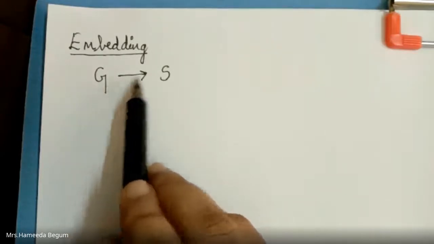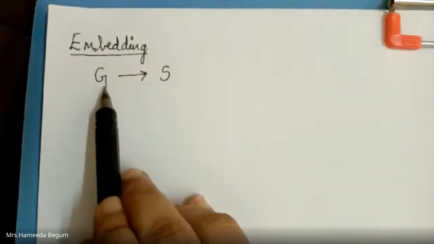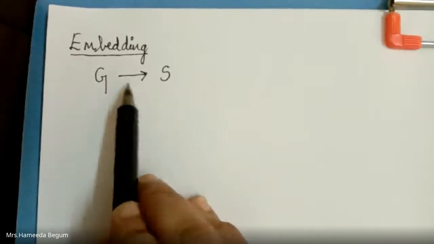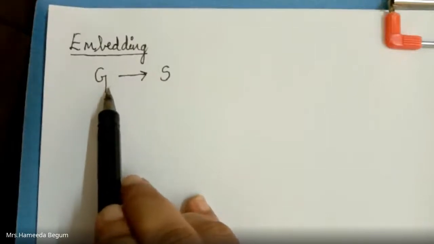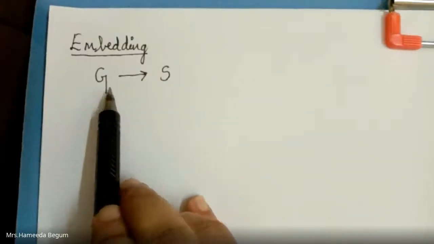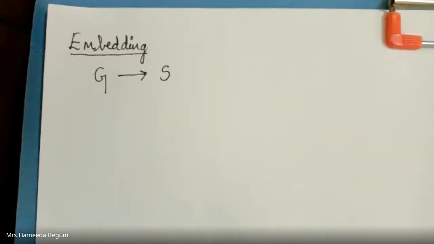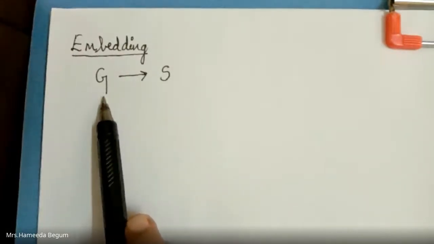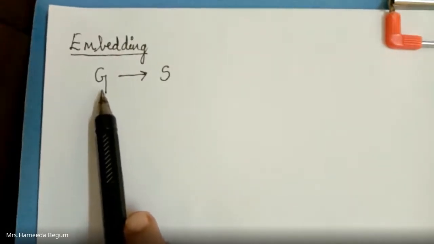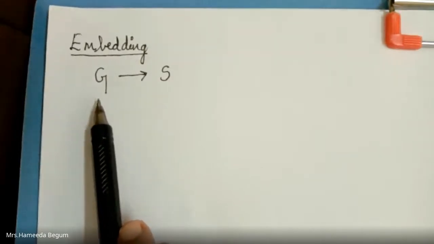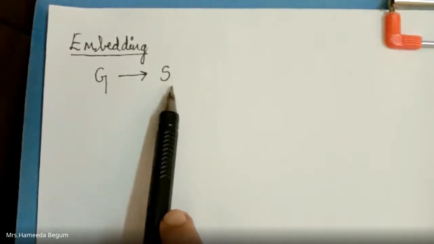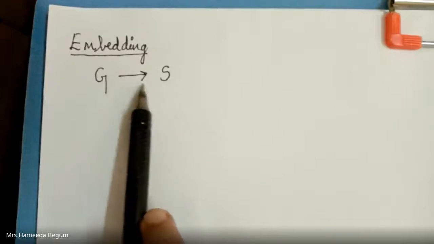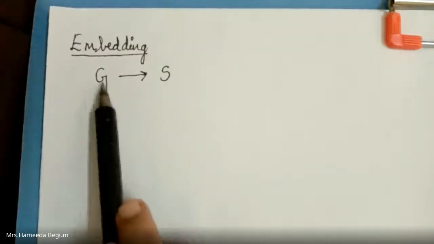So we have a surface S. We can embed the graph G in that surface. The condition is the edges of this graph will intersect only at their ends. And what is that graph which intersects only at their ends? It is the planar graph. So the edges of the planar graph meet only at their ends. So the graph G is said to be embedded on the surface S. So such a drawing will be called an embedding of G on S.